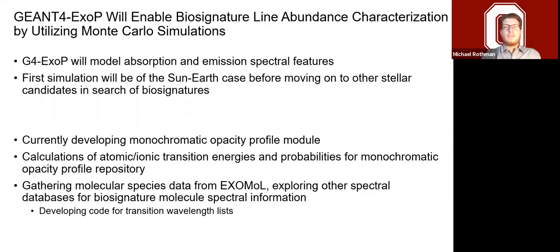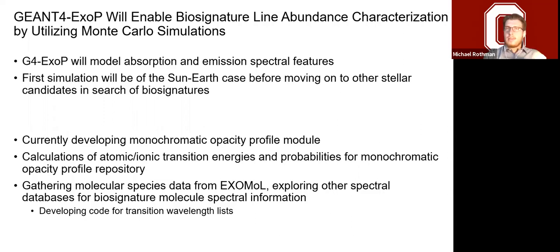As a first test case of GN4XOP, we filtered the solar irradiance and flux residual spectrum through GN4XOP. As a full test case, we will model Earth's atmosphere as a multi-layer phantom and propagate the solar radiation field through it, obtaining the emission and absorption spectra on the other side. Once this test case is fully realized, we move on to other stellar systems hosting rocky exoplanets in search of biosignatures. As for right now, we're currently developing the monochromatic opacity profile module.